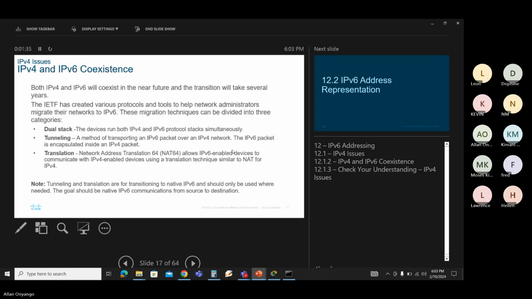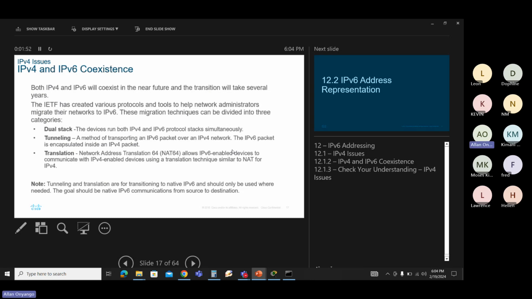All right? Then we have another one called tunneling, and they'll ask you in the exam three transitional strategies of transition from IPv4 to 6. So the first one is called dual stack, where both of them are being used simultaneously. The second one is called tunneling.